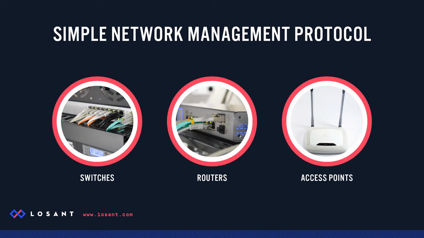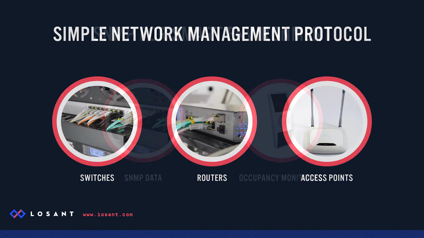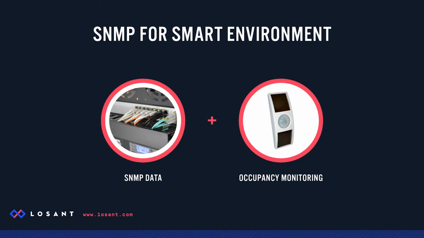Let's start with SNMP, or Simple Network Management Protocol. SNMP is widely used to interface with networking equipment, things like switches, routers, and access points. When it comes to smart environment IoT solutions, where these things usually live, this kind of IT data is often overlooked. But by combining data from your network with traditional sensors like occupancy monitoring, you can get some really interesting insights into how your space is being utilized.